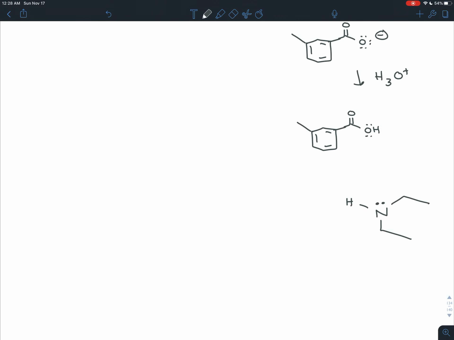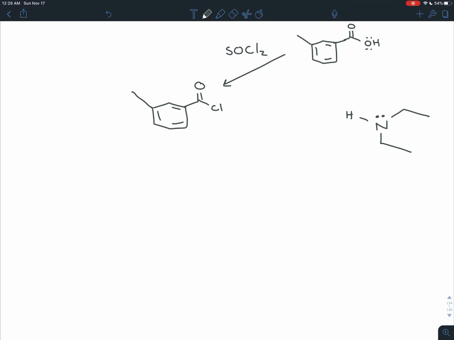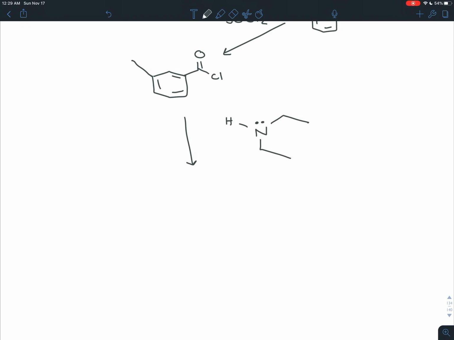So we need to solve two things. We need to get rid of the acidity, and we have to make this more reactive. We can do both of those things in one fell swoop: turn the carboxylic acid into an acid chloride by using thionyl chloride. So now we have the acid chloride. And once you have the acid chloride, then you can treat it with this nitrogen nucleophile, and you'll just do a nucleophilic acyl substitution.